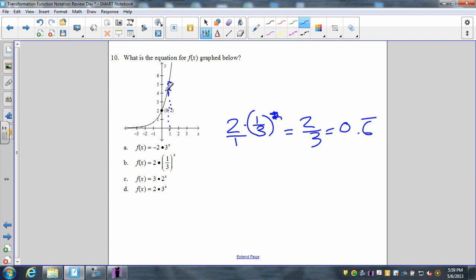So I don't think that's right. Let me check letter D, though. 2 times 3 to the 1. Well, 3 to the 1 is 3, so 2 times 3 is 6. So 1 comma 6. Is 1 comma 6 on this point? Well, that looks like it's pretty good. Okay, granted, I thought it was maybe 4 or 5, but 6 is definitely a lot closer than 0.6 to what I was thinking. So the answer must be D, as in dog.